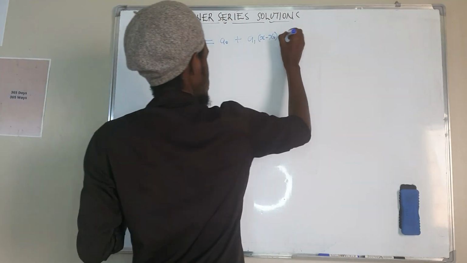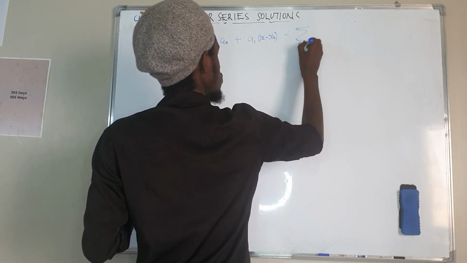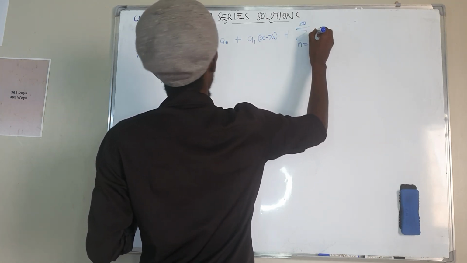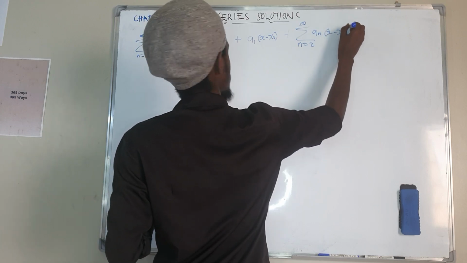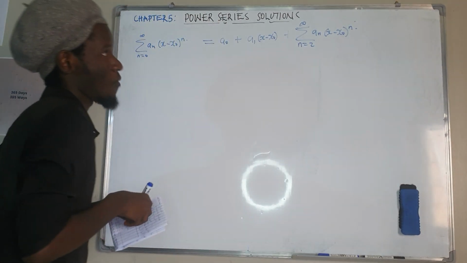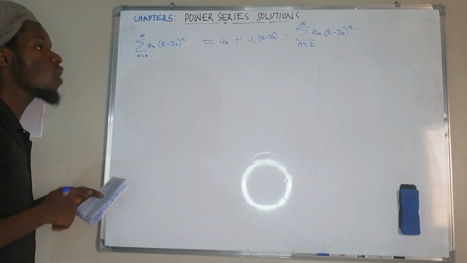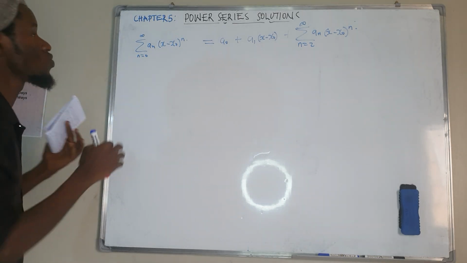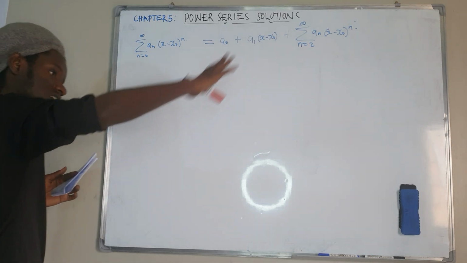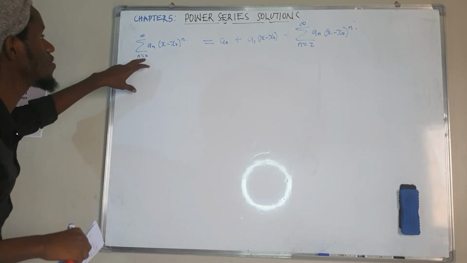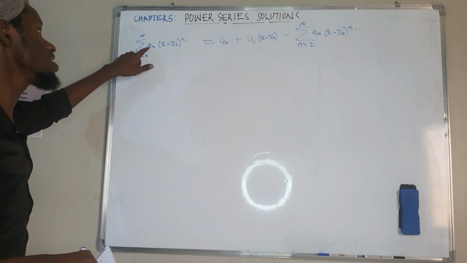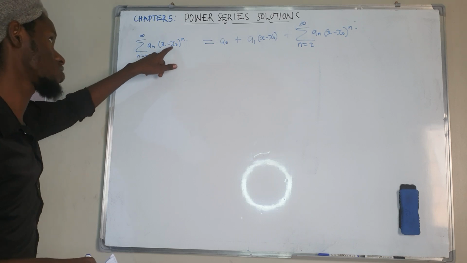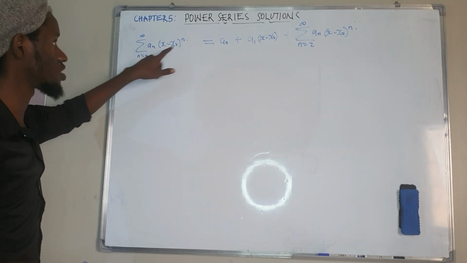Same as having plus the summation from n equals 2 up to infinity of a_n times (x minus x naught) to the power n. Just like that. While we are together, I'm showing you how we shift a power series which has a lower starting point to a higher starting point. We just give it its value. Say when n is 0, first get the value when n is 0. a_0 times (x minus x naught) to the power 0 is going to be a_0, which is here.